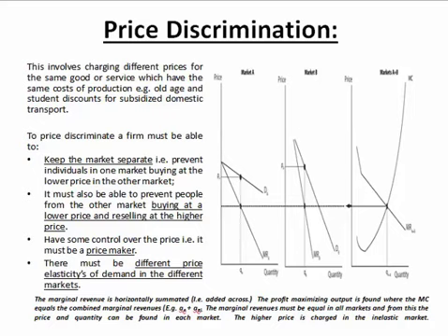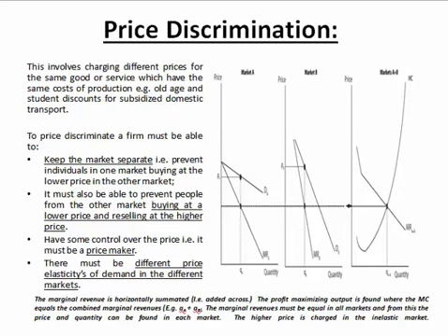To price discriminate, a firm must be able to keep the market separate, preventing individuals from one market buying at a lower price in the other market. It must be able to prevent people from the other market buying at a lower price and reselling at a higher price. It must have some control over the price. In short, it must be a price maker. There must be different price elasticity of demand in different markets.